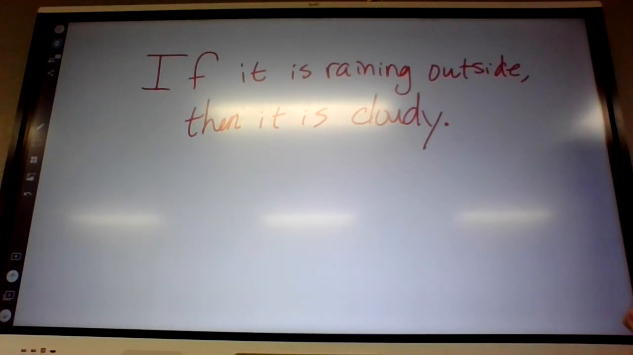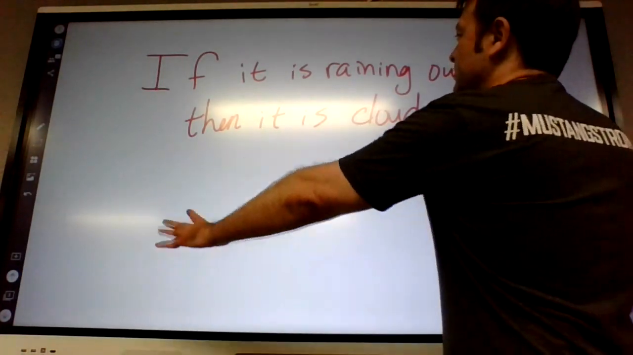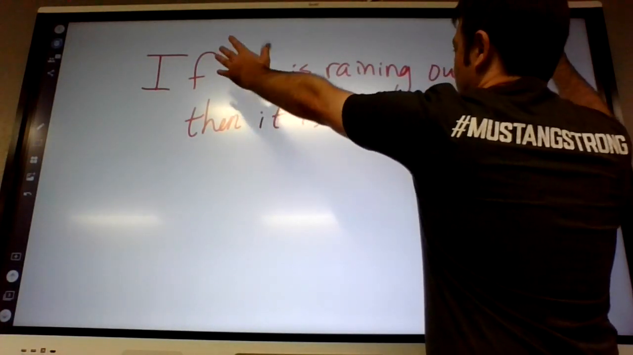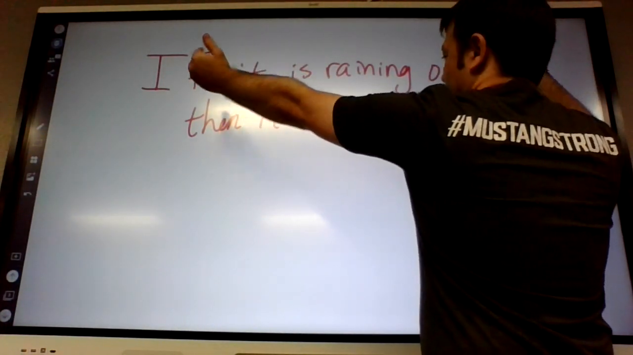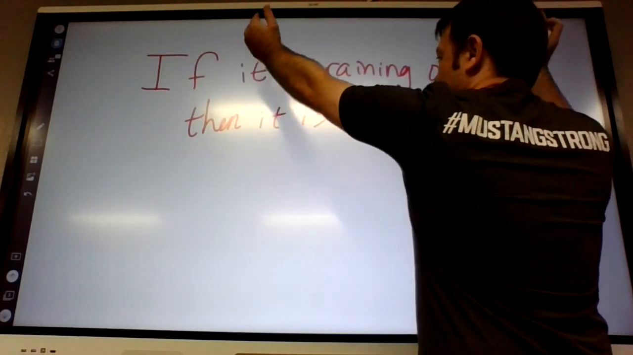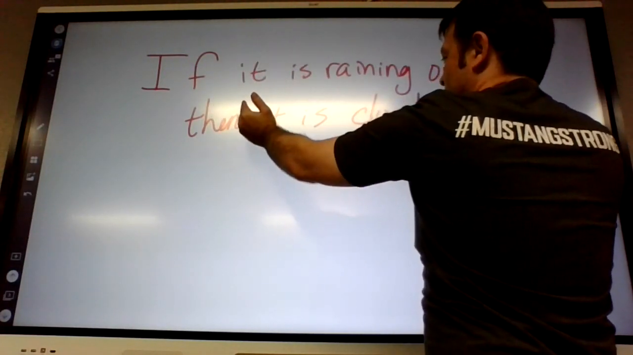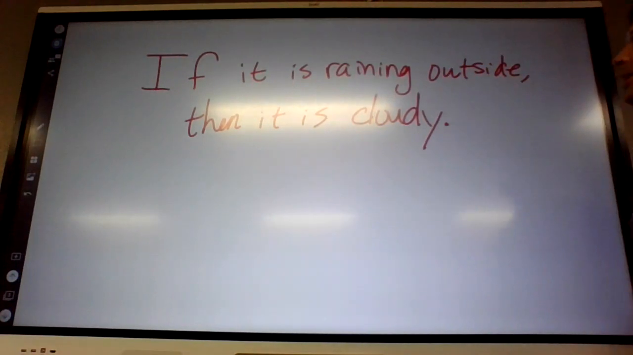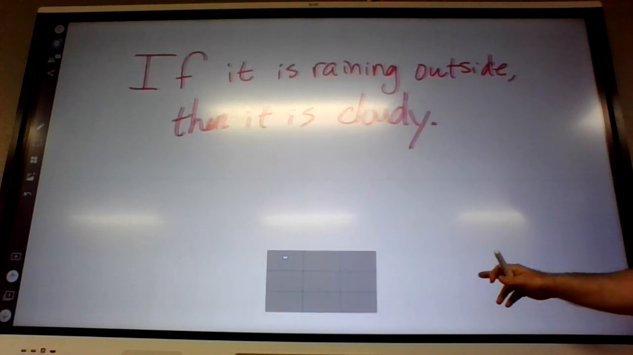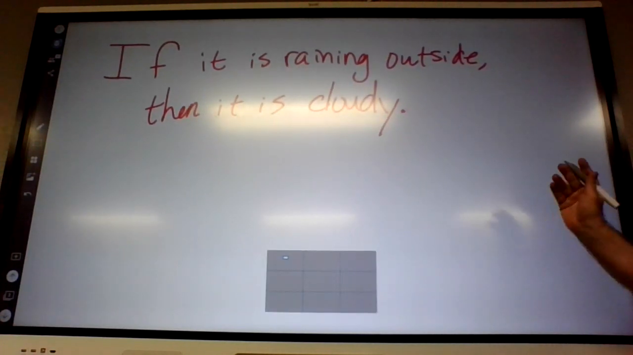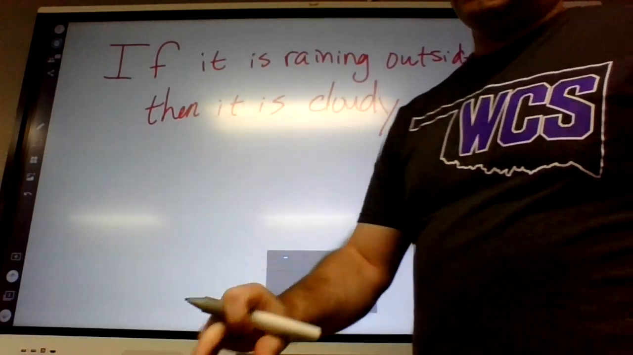There's two parts. There's kind of like the qualifier part, it is raining outside, and then there's the, if this happens, then this is supposed to happen. It is cloudy. Is that a true statement? If it's raining, it's cloudy? Yes, I'd say that's true. Okay, so that's the original statement.